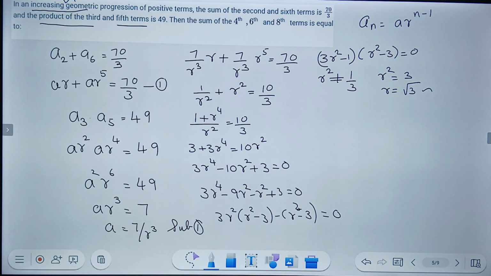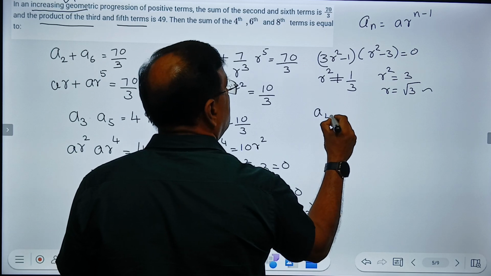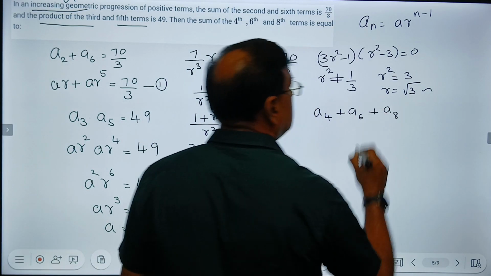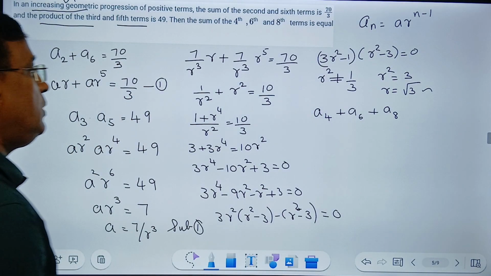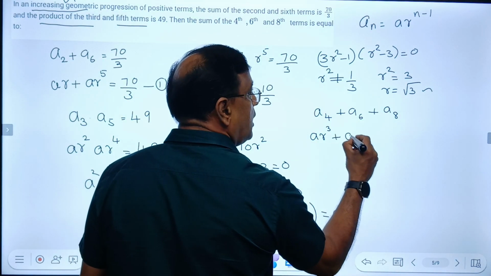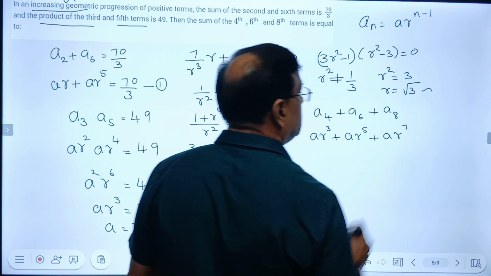Now that you have found it, the question is to find A4 plus A6 plus A8. Correct? This is what he wants you to find. Now what is A4? AR cube plus AR power 5 plus AR power 7. Correct?